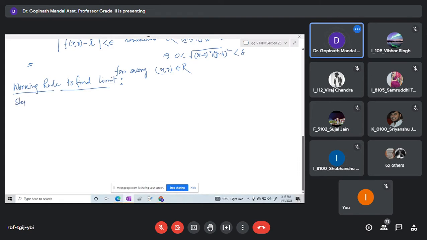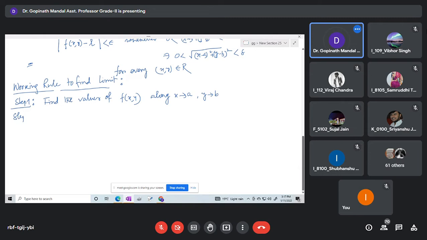Step 1. First find the values of the function f(x,y) along x tends to a and y tends to b.